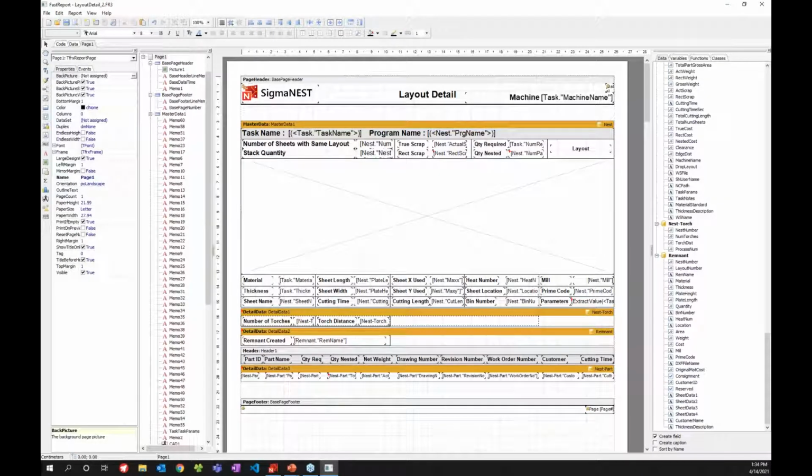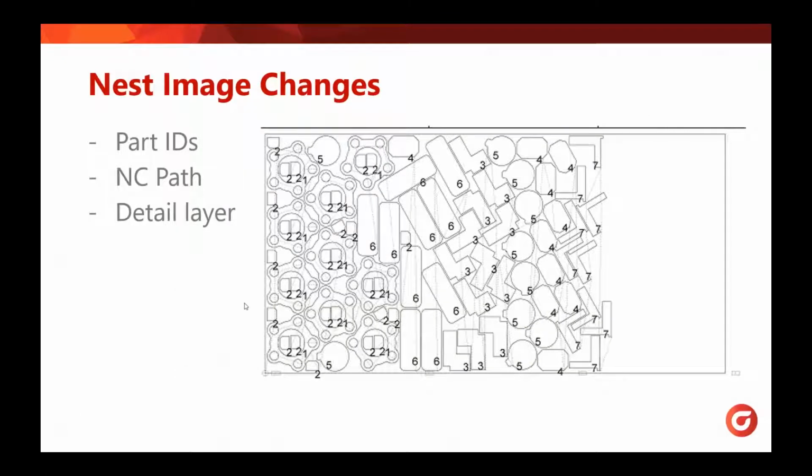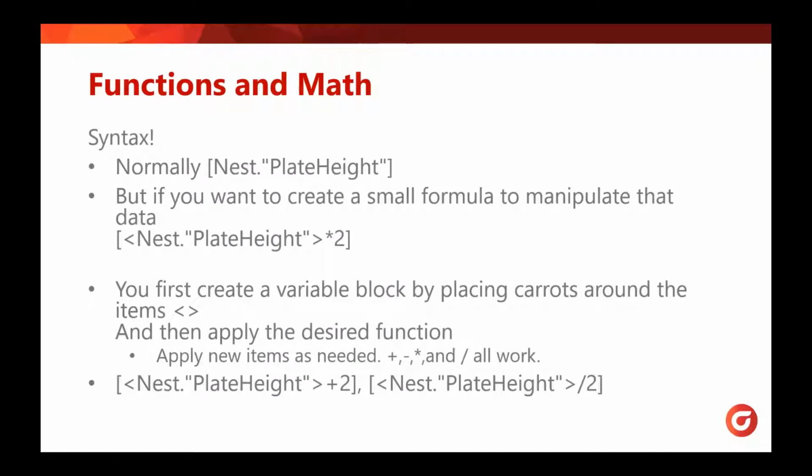Okay, so that is part IDs and kind of the NC path, whether or not you want to show that in the detail layer. So let's take a look at one more iteration into what you can do here, which is some basic functions in math. So your syntax is going to change a little bit. You can use some math equations and different functions on the fields in a report. So let's jump into one and I'll show you what I mean by that. We're going to jump back over to the task layout summary and deal with a simpler report when we're looking at these math functions.